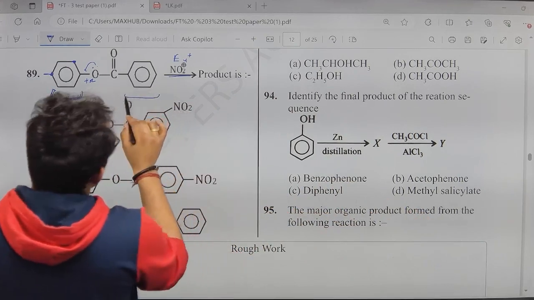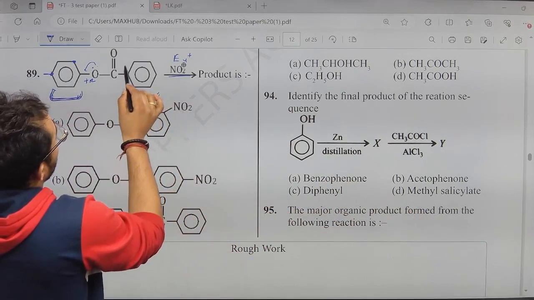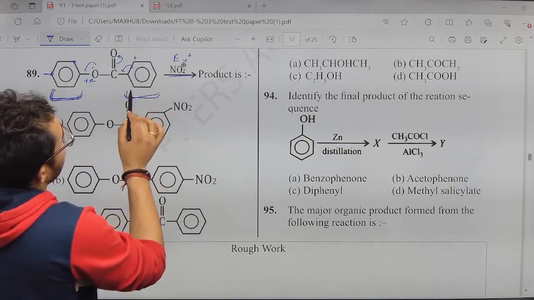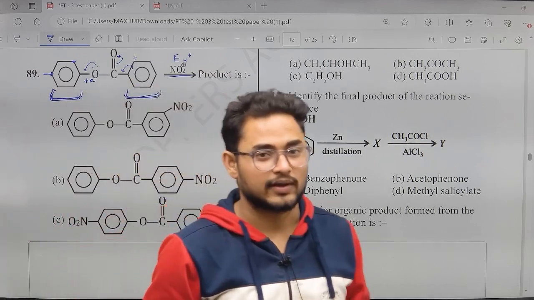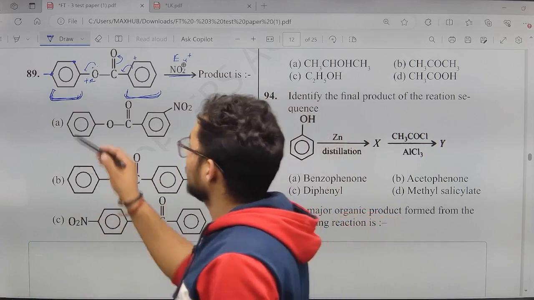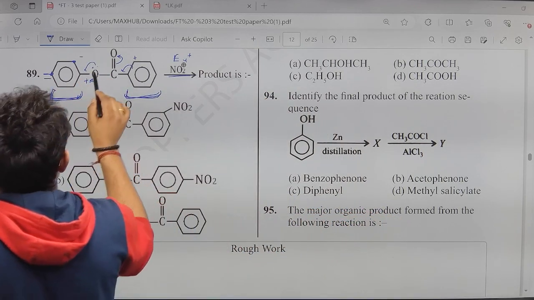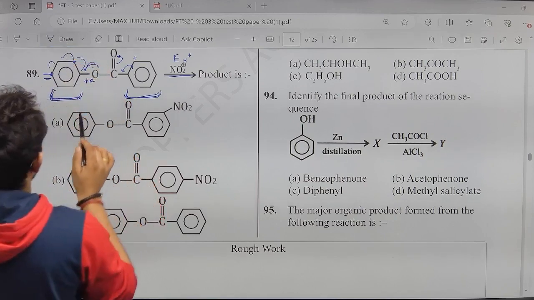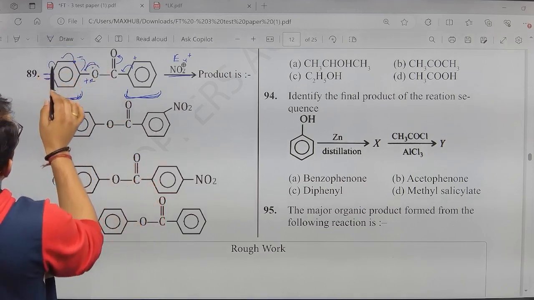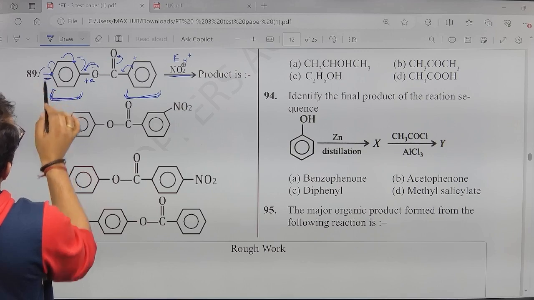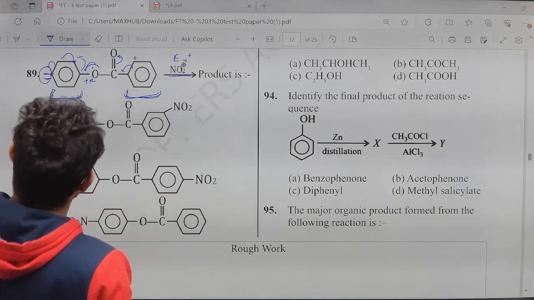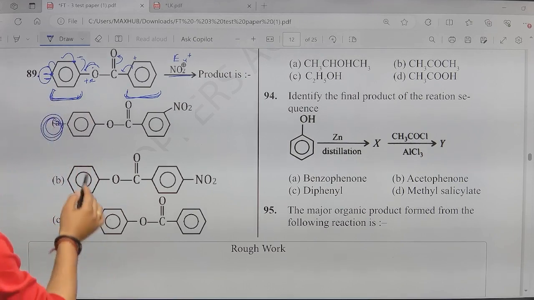If you see this ring, there will be a minus R effect. So this ring will have a positive charge. It cannot act as a good nucleophile, while the other ring will act as a good nucleophile. Here, minus here and here. So the answer will be that option where you get the product attached here, the electrophile. You can see this is the right answer.